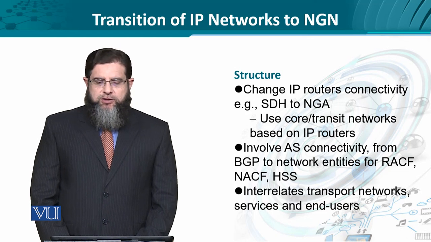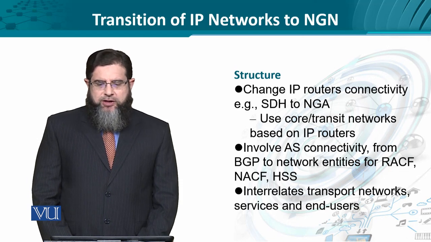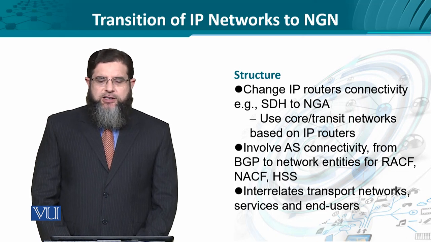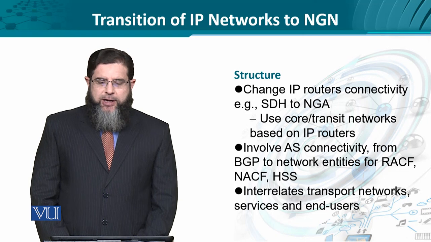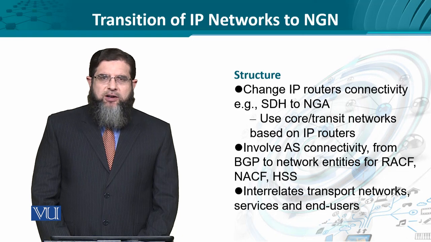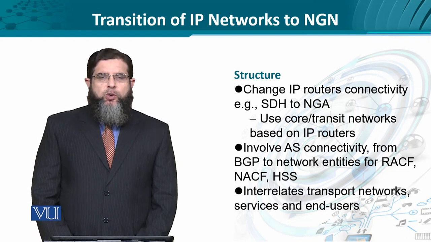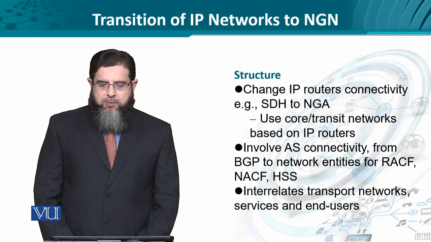Regarding the structure of the network, whatever IP network essential elements may be, for instance, if synchronous digital hierarchy, SONET, or any other underlying technology is being used, the first step is going to be to replace or change the underlying architecture with IP routers. This is going to result into the network ready for being declared as NGN, known as the Next Generation Access Network. This is going to involve the core network as well as the transit network.